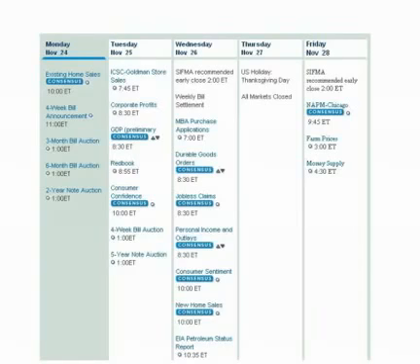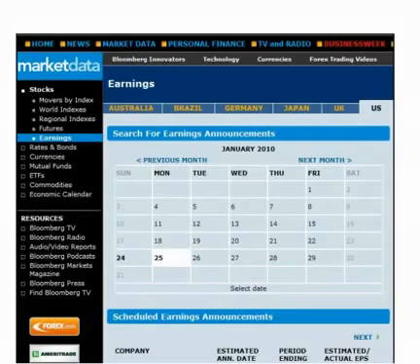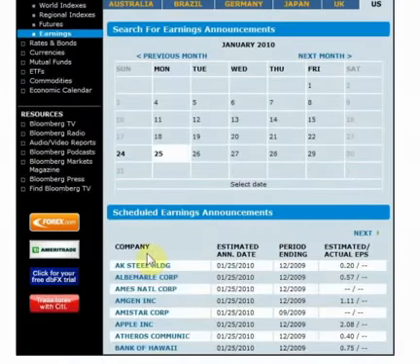Another good time to trade is during reporting season, which comes 4 times a year. This is from the Bloomberg.com site. It's a calendar. You click on it and it will give a list from A to Z of all the companies that are reporting that day.